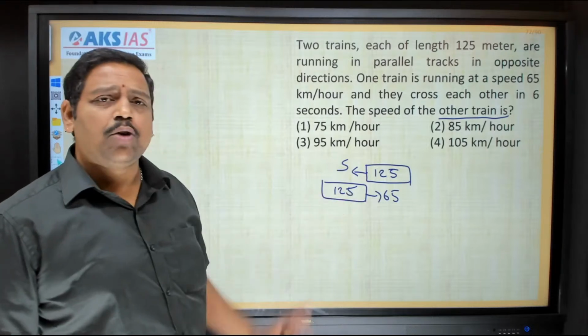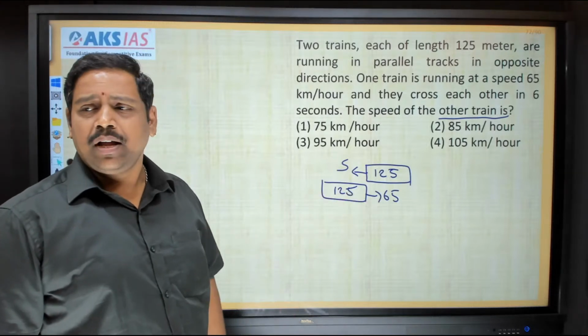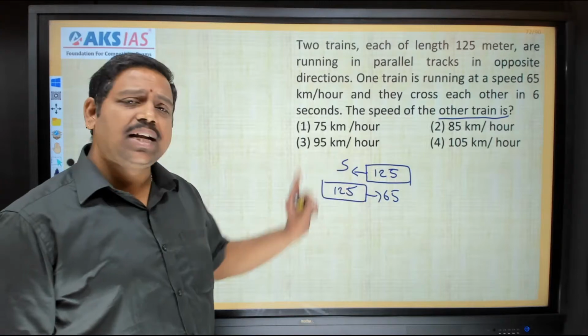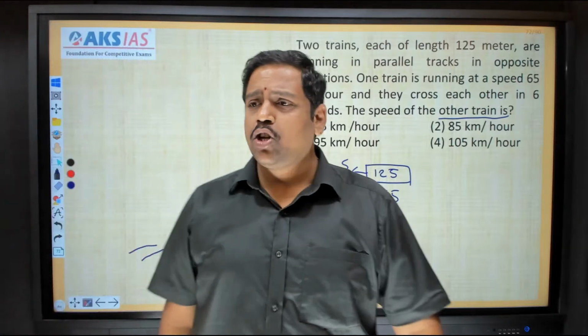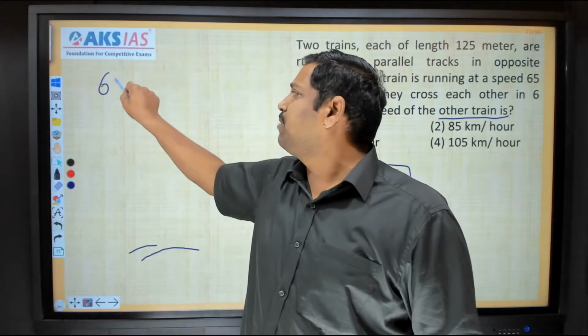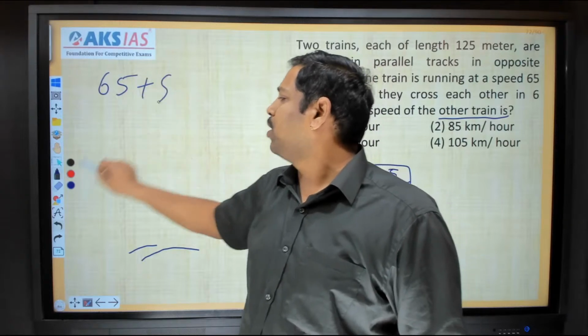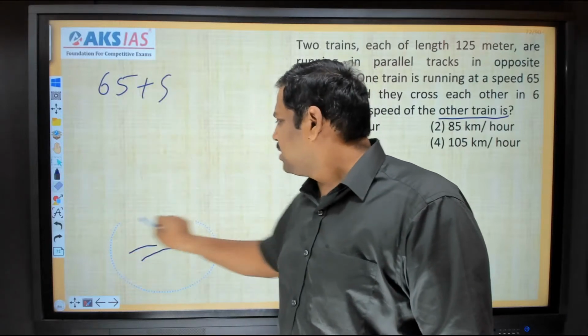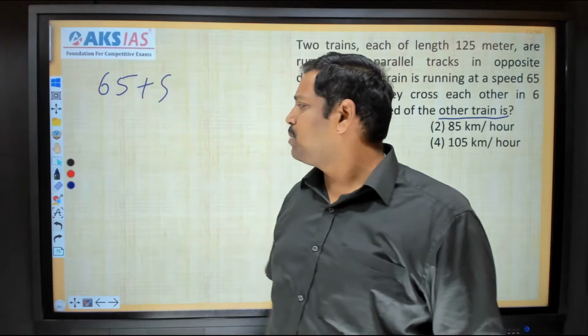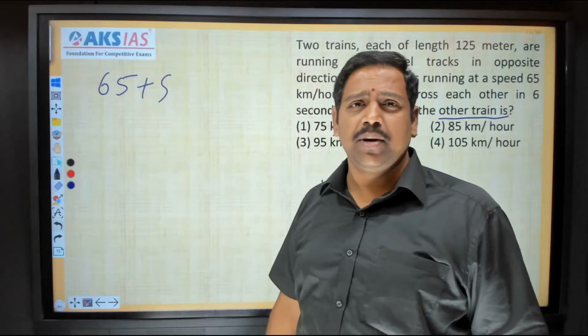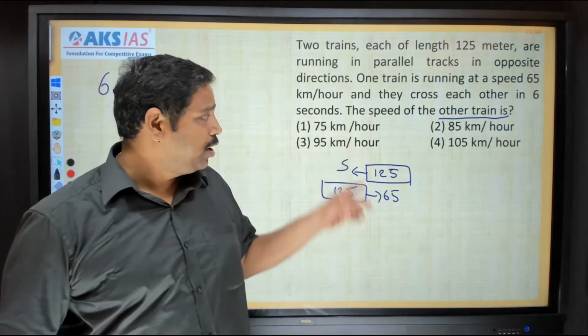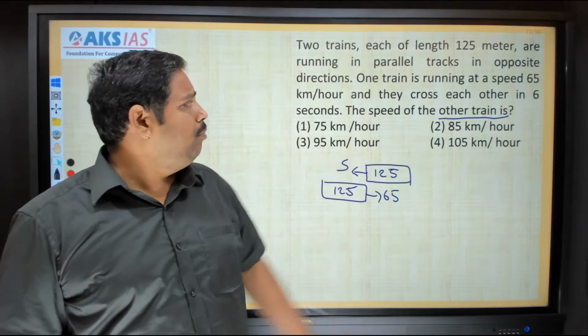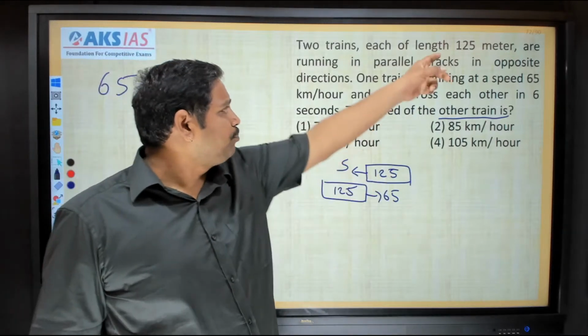So two objects are in motion. I should use the relative speed. That too, they are moving in opposite directions, so both should be added. Both should be added means the relative speed is 65 plus S. Is it correct? Sir, 65 is in terms of kilometers per hour. That means this should also be in terms of kilometers per hour. And options are also in terms of kilometers per hour. Okay, now next point.